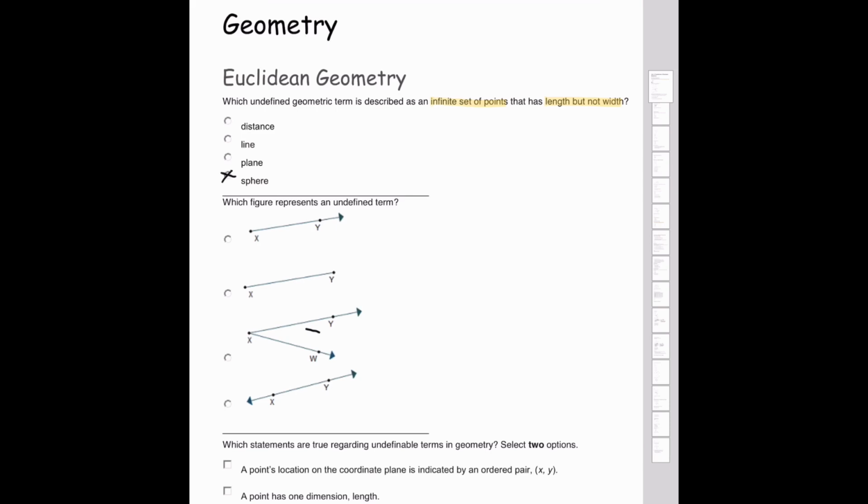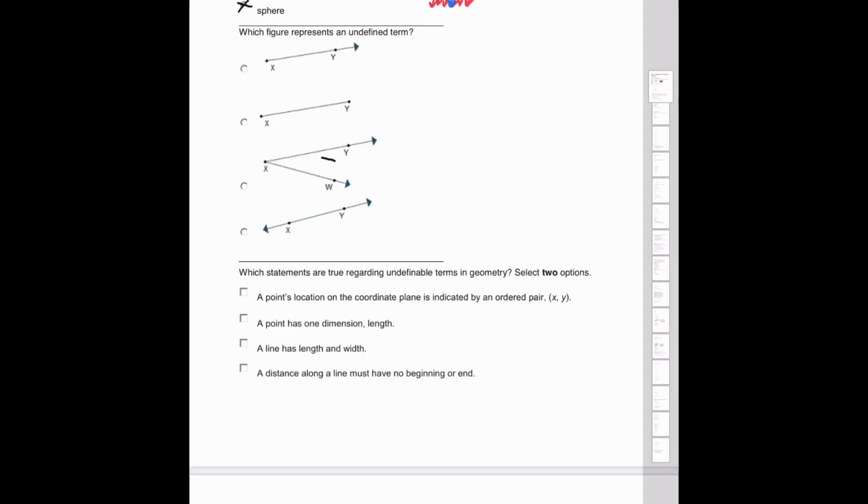Let's look at the first term, distance. We haven't quite gone over distance in Unit 1, so we could ideally just cross that one out. We will review distance in Unit 2. Now line. We learned that a line is in fact an infinite set of points which make up that line. Lines have length but do not have width.